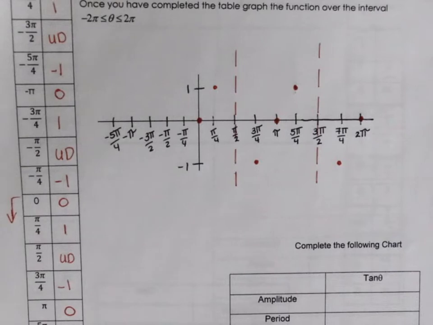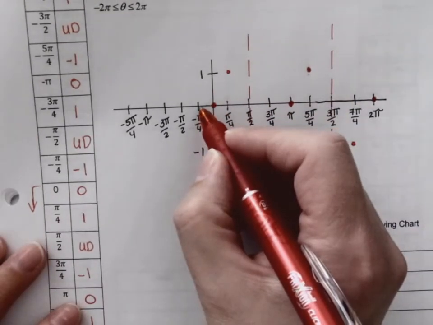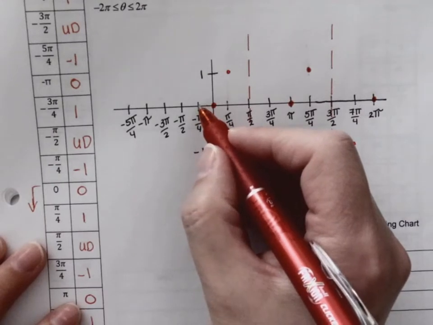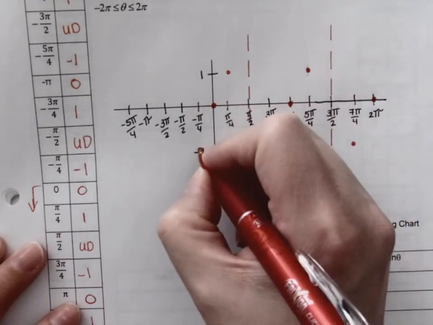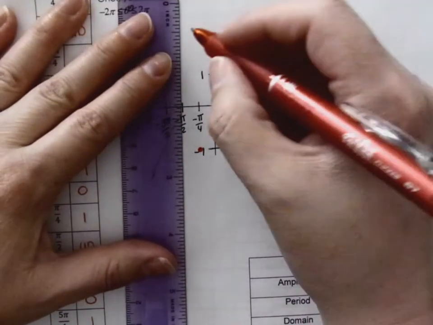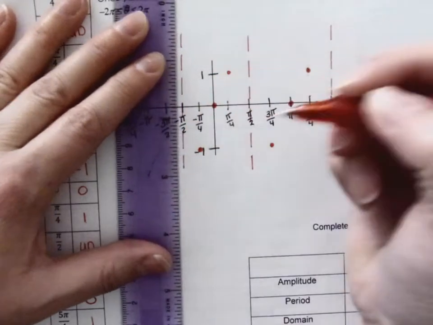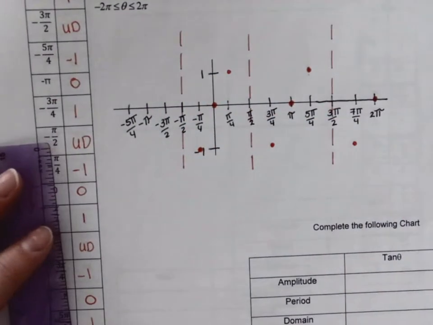So it doesn't follow the same wave because it's got these breaks in it. So it can't have the same wave pattern as the sine and the cosine graph. So let's go backwards now. Negative pi over 4, -1. Negative pi over 2, asymptote. And again, I just want to say it one more time. Asymptotes need to be drawn with a dashed line.